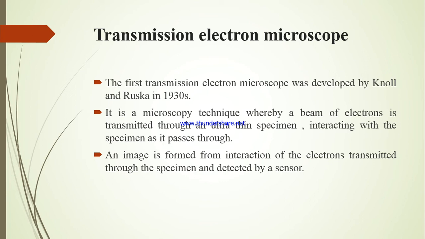The transmission electron microscope was first developed by Ruska in 1930. A beam of electrons is transmitted through an ultra-thin specimen. Here the sample should be ultra-thin, because only then are the electrons transmitted through the sample, whereas in the scanning electron microscope it is not mandatory that the sample be ultra-thin. An image is formed from the interaction of the electrons transmitted through the specimen and detected by a sensor.